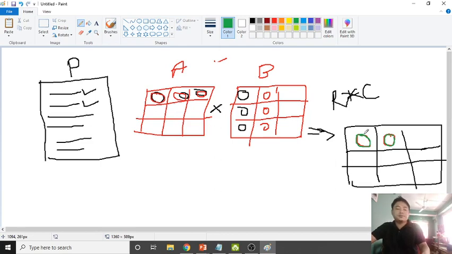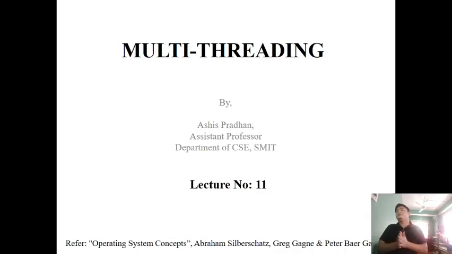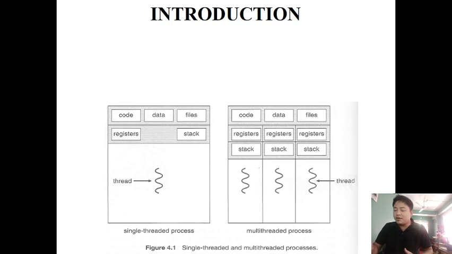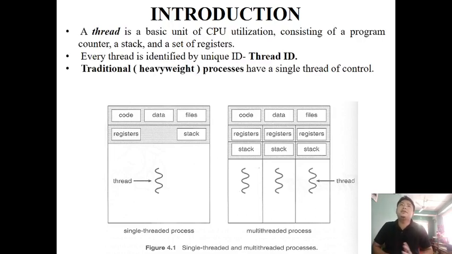So basically, in short, processes are program executions, also known as heavyweight processes, that execute the given set of instructions in some order, whereas a thread is a basic unit of CPU utilization which consists of a program counter, a stack, and its set of registers. It has its own unique identifier known as a thread ID, and all these threads share the code and the data, right?